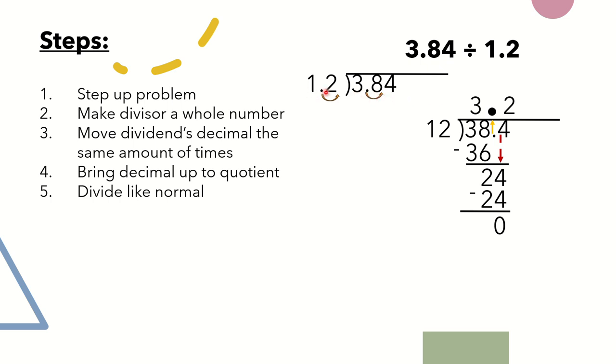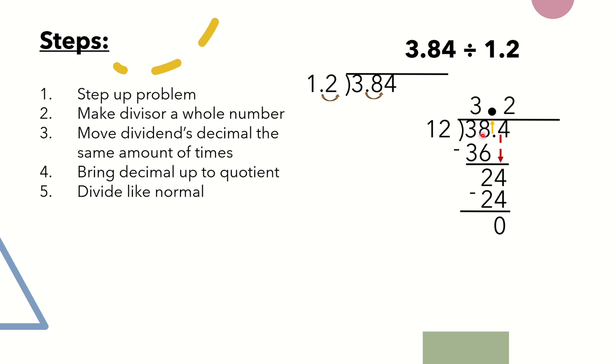We have to make this into a whole number. So if you notice, we did one swoop to make it into 12. So now my divisor is 12. Since I did one swoop on the outside, I have to do one swoop on the inside. So now my new number is 38 and 4/10. Once I have it set up, the same thing that we did in a previous video, we just bring up our decimals and we divide like normal.